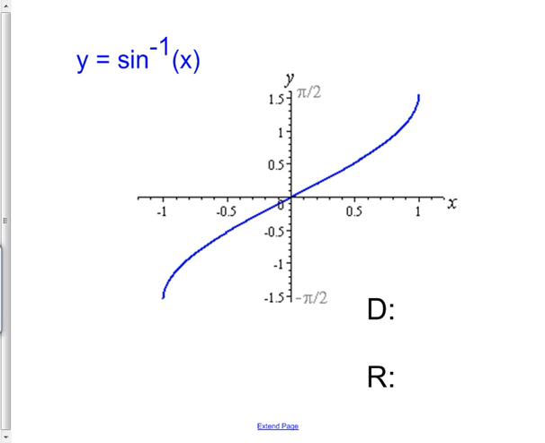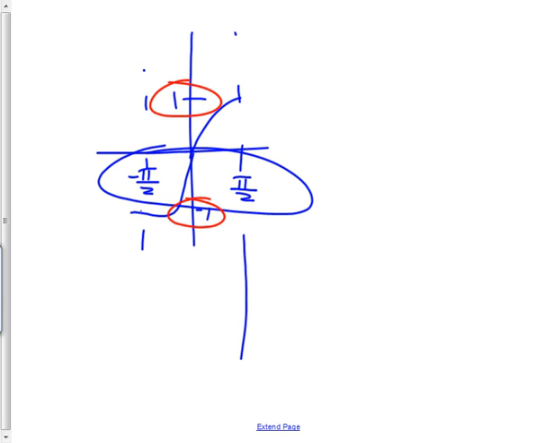Just flip them. But it's not the domain and range of all of sine. We have to only do that one little part of sine. Just this little part that goes like this, because that's the only part that would pass the horizontal line test.